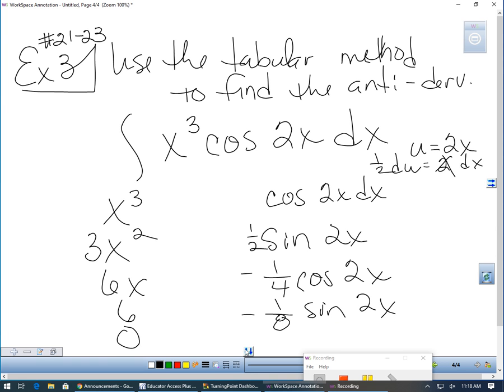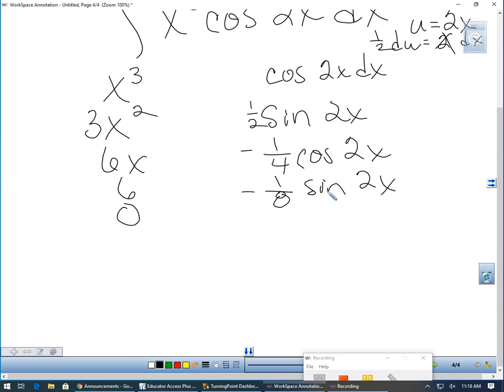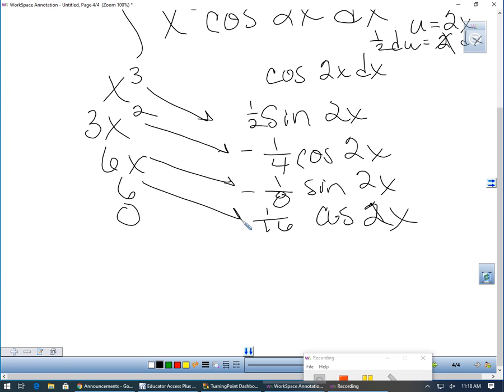And the last one then. Antiderivative of sine is cosine, and it's a negative, so it makes this a positive 1/16 cosine 2x. All right, so again, we like to draw these. This is going to be a little bit longer one than we've had so far. Of course, positive, negative, positive, negative. So let's put this whole thing together.